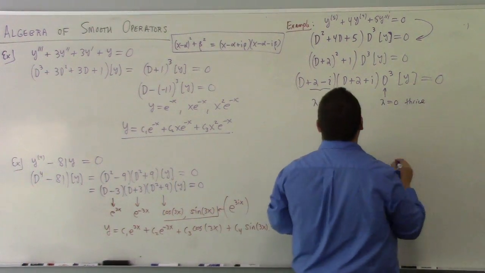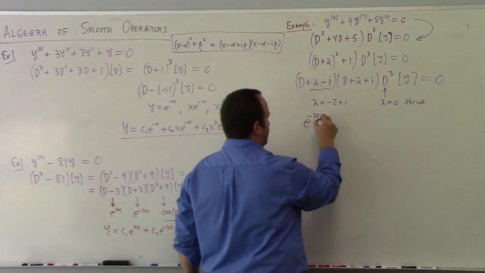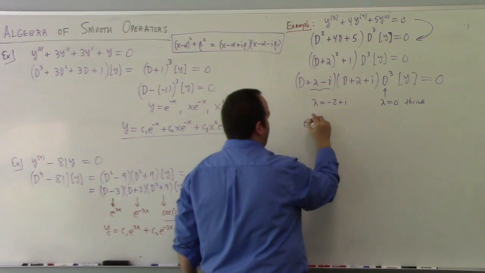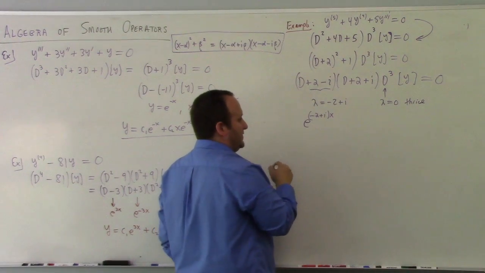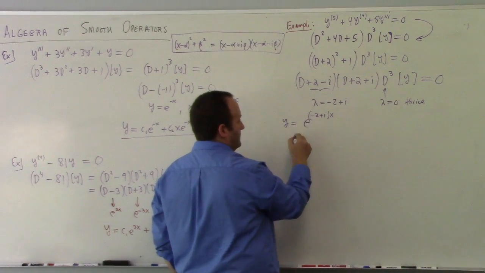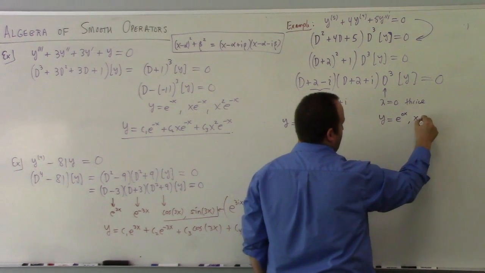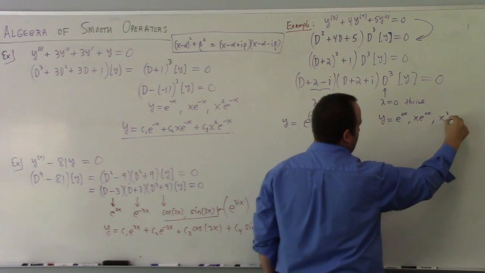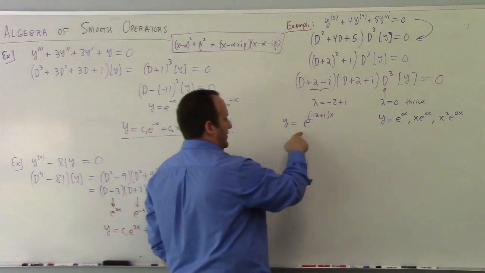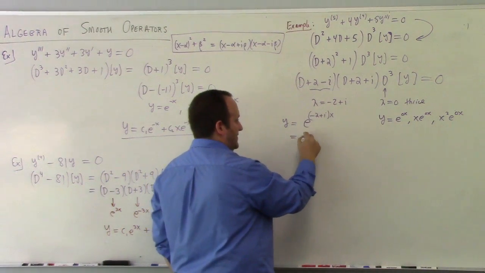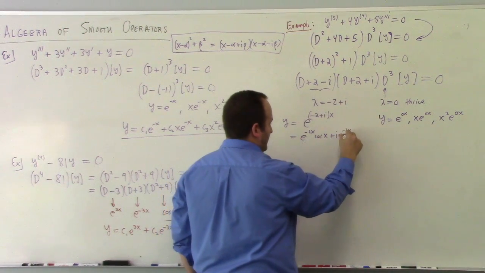Let's see here. Okay, so this gives me e to the (minus 2 plus i) times x as a solution, a complex solution. This gives me y equals what? e to the 0x, x e to the 0x, x squared e to the 0x as solutions. But the complex one, that's e to the minus 2x cosine x plus i e to the minus 2x sine x.